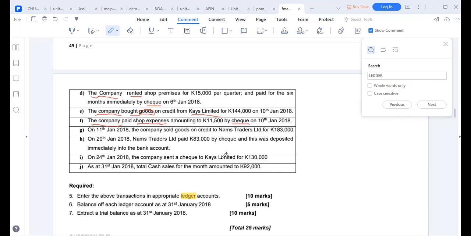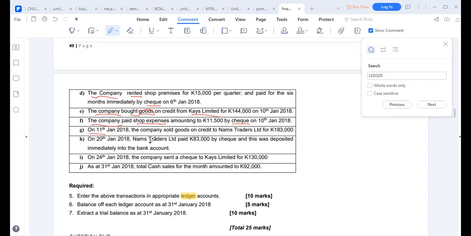Now, Madam Astrida, which one will be debited, which one will be credited there, and why? The company paid the shop expenses. So we'll debit the shop expenses and credit the bank account because the money is coming from the bank. Very correct. Excellent. That's the way you look at them. Correct. Let us look at G.